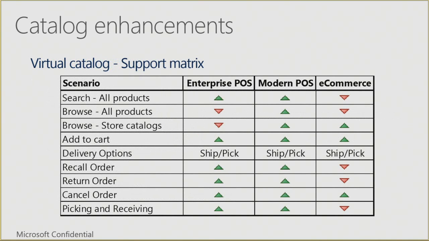From a support matrix standpoint, again, this is critical to understand. We have three different channels, and when I say channel, the channel basically means e-commerce, the modern POS, and the enterprise POS. And here the green arrow up means it's supported, and the red down means it's not supported. Searching of all products: interpret all products as the release products, the retail categorized release products. We will support the searching in enterprise POS, and we'll enable that in modern POS. For e-commerce, it is not supported.